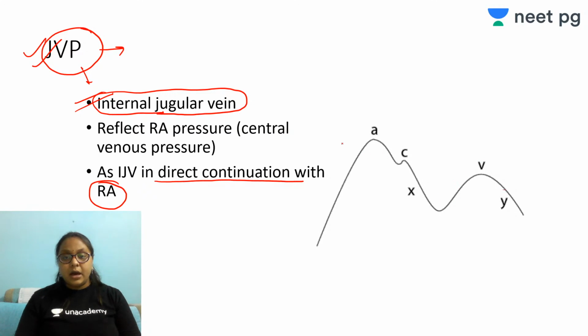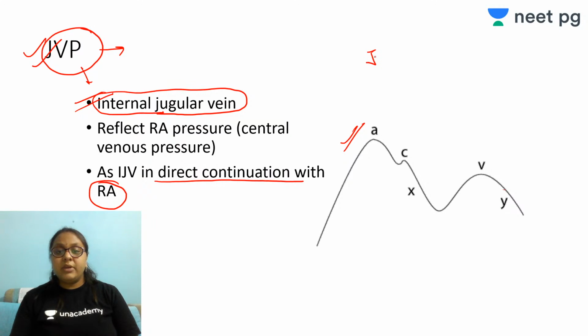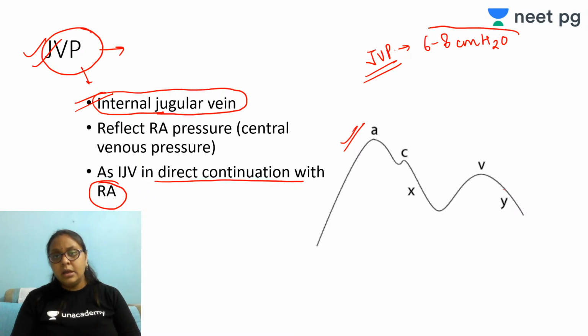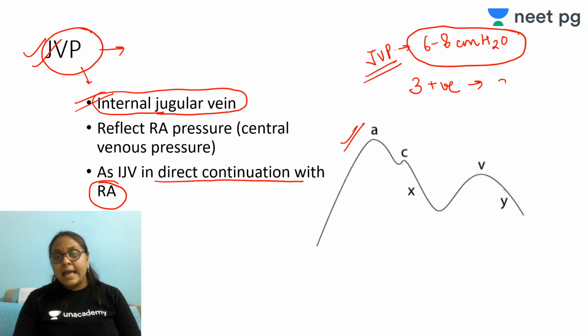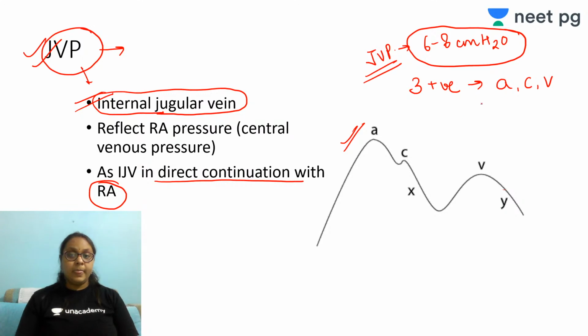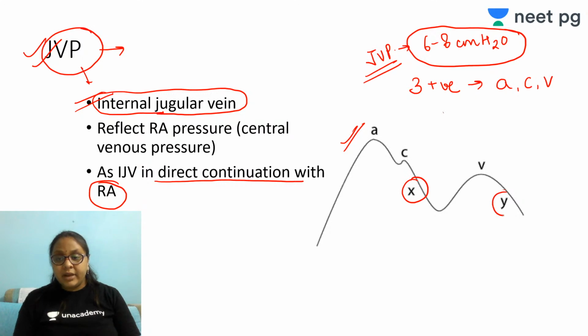All of you must have seen this tracing, you must have read it in the first year. This tracing is of the JVP, the jugular venous pressure. The normal value is 6 to 8 centimeter of water. Remember this also. It has 3 positive waves, that is A, C, V, and 2 deflections, that is X and Y. X and Y are the deflections. Is it clear?